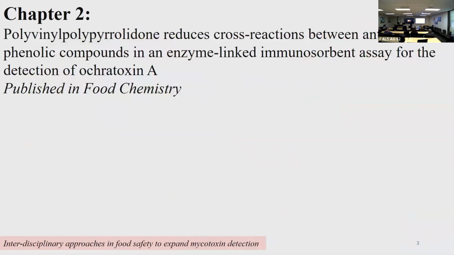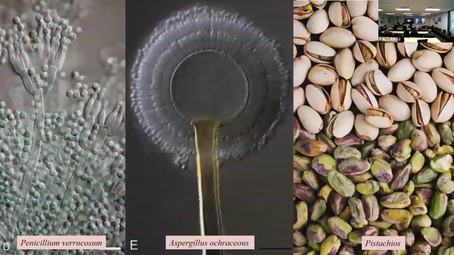For the first work that we did, again, the title is quite a mouthful, but I'm going to build this up incrementally to explain what we were able to do. On the left are two different types of mold. There's Penicillium verrucosum, and in the middle there is Aspergillus ochraceus, from which a chemical called ochratoxin A gets its name. What's interesting is that both of these molds are capable of making ochratoxin A, yet they look quite different.